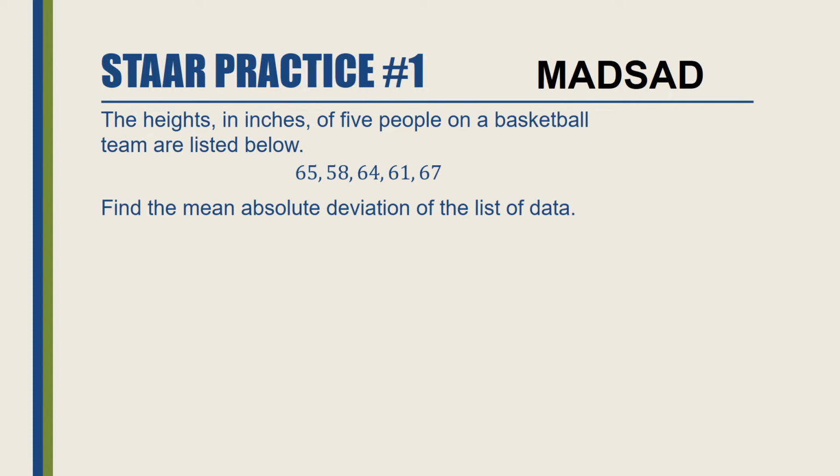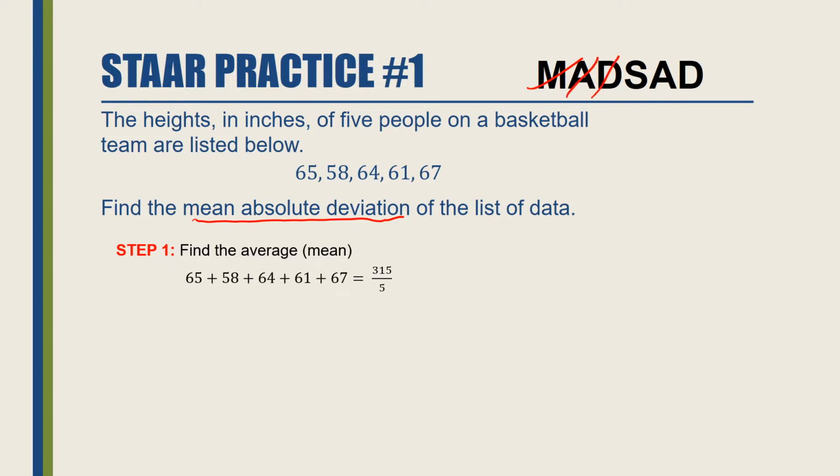All right, the heights in inches of 5 people on the basketball team are listed below. So we're going to find the mean absolute deviation. There's a hint. Use your academic vocabulary. Step number one is we're going to find the mean. So we're going to cross out our M. In order to find the mean, we have to add all of our numbers together, and then we divide by how many numbers there are in the data set. We have 1, 2, 3, 4, 5 numbers in the data set. So 315 added together divided by 5. Our mean is going to be 63.